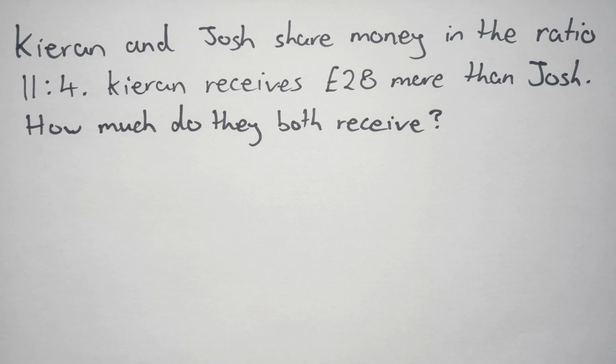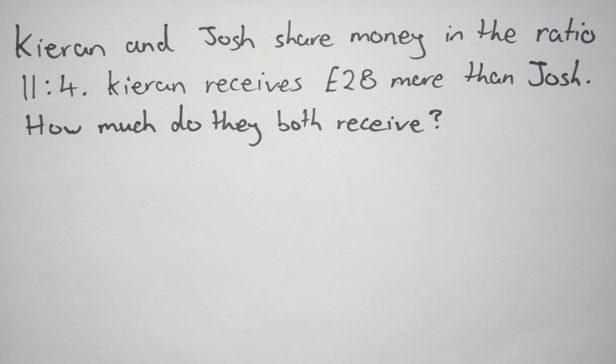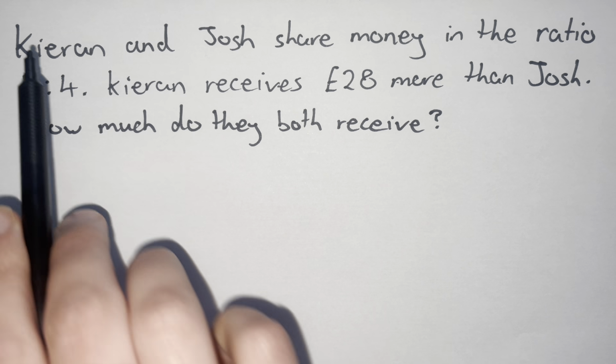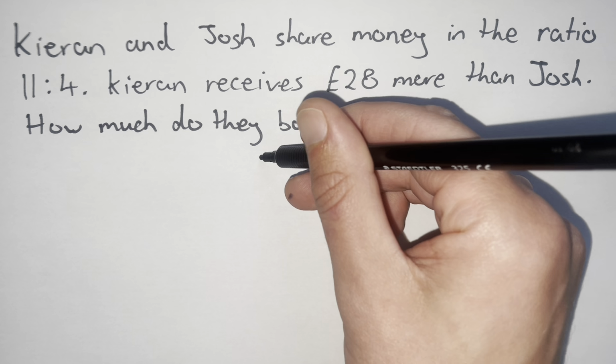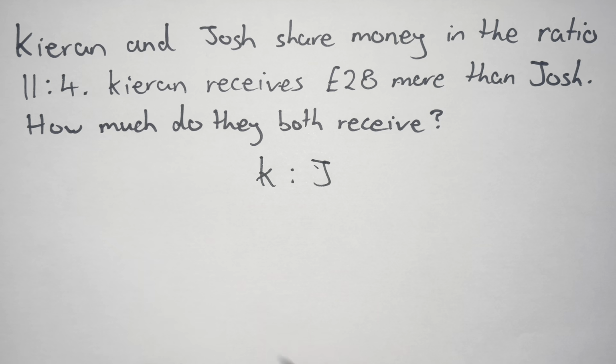In this last question, we're told that Kieran and Josh share money in the ratio 11:4. Kieran receives £28 more than Josh. How much do they both receive? So let's start by labelling my ratio. I'm going to label this as K to J. And our ratio is 11:4.